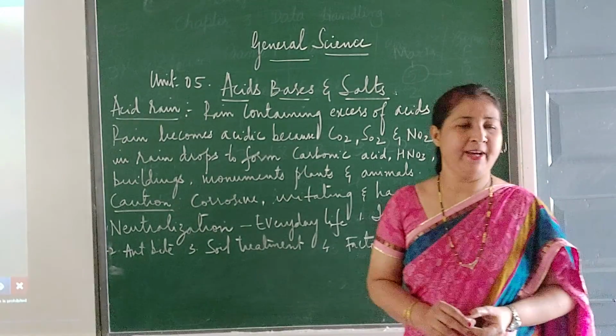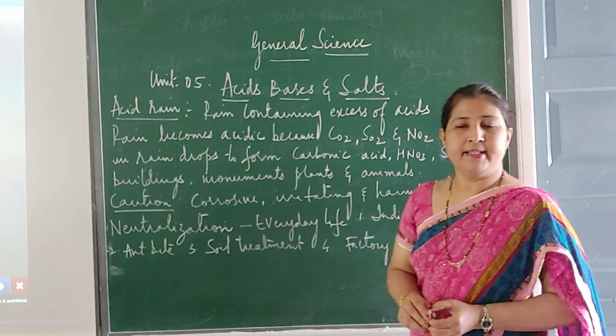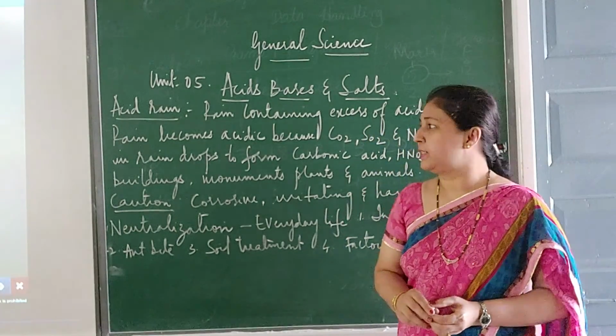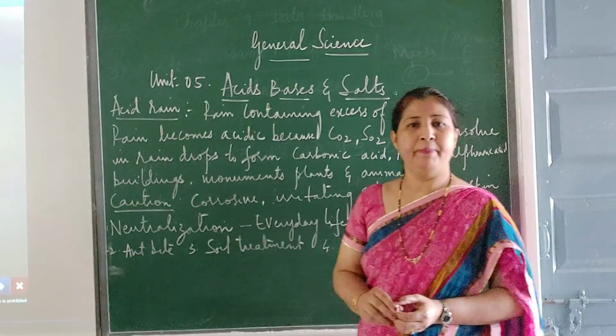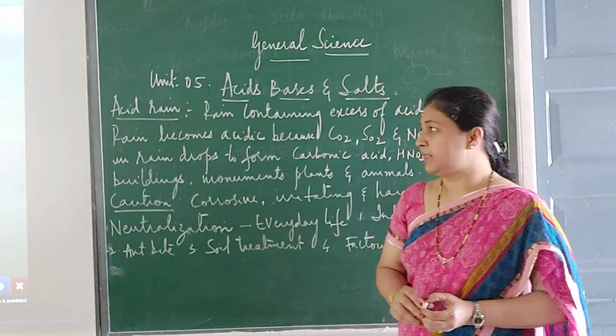There are two types of acids. One is natural acid and another one is artificial acid. Natural acids are available to us. It is given by the nature to us, and artificial acids are prepared synthetically using the chemicals.